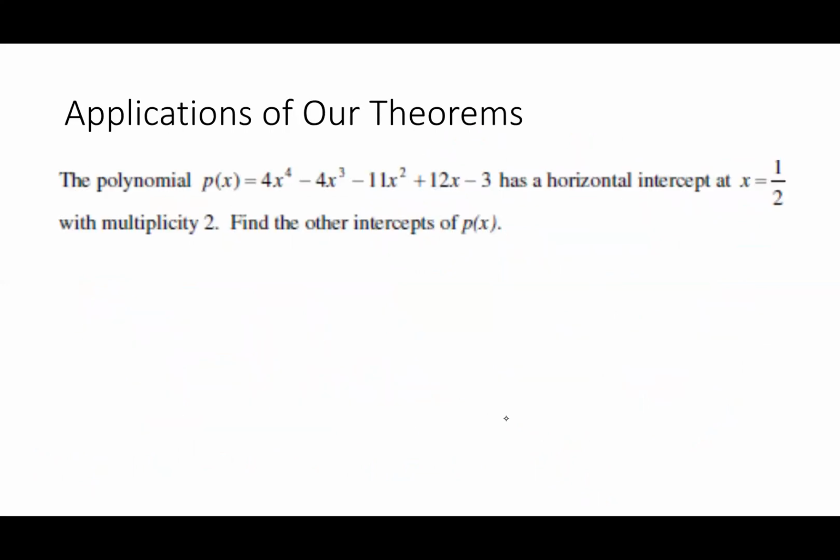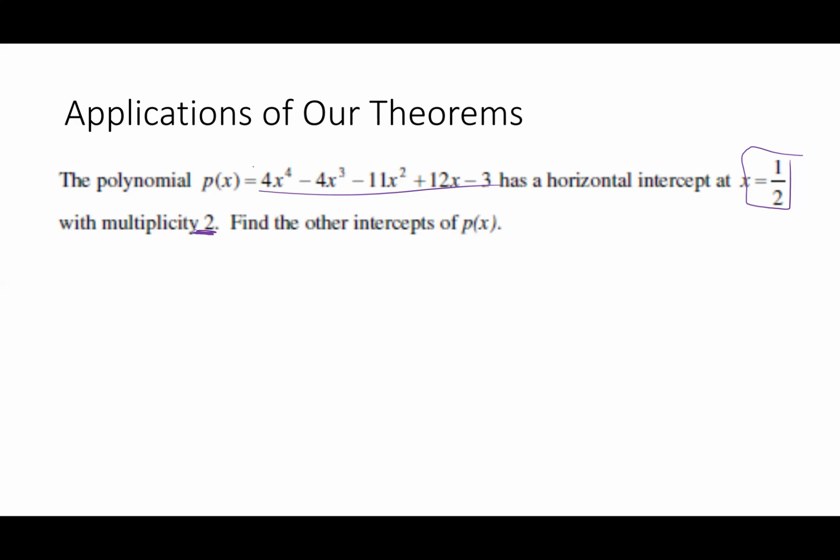So now we're getting to the real deal here. We're getting to the really important bit. So I'm telling you that we have a horizontal intercept at 1/2. I want to find the remaining intercepts of this polynomial. So something else that's really helpful here is that x equals 1/2 has a multiplicity of 2. That's going to come into play here.